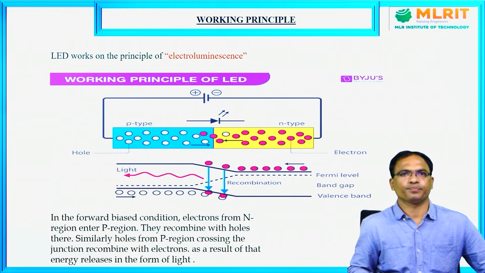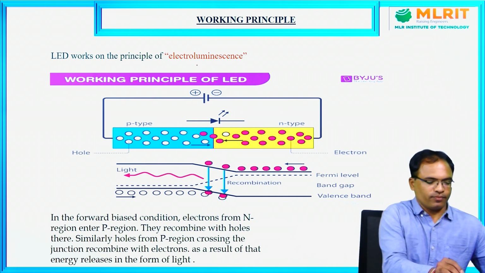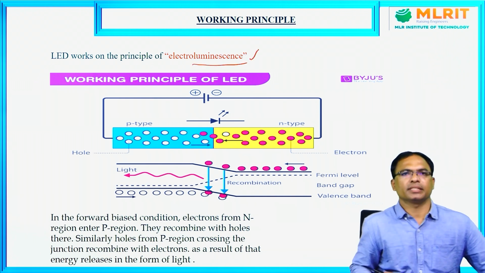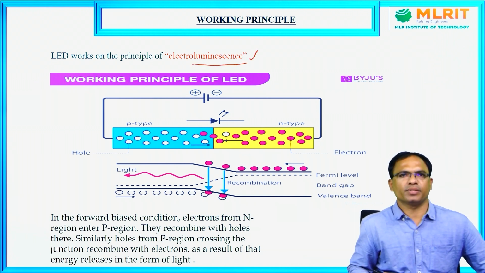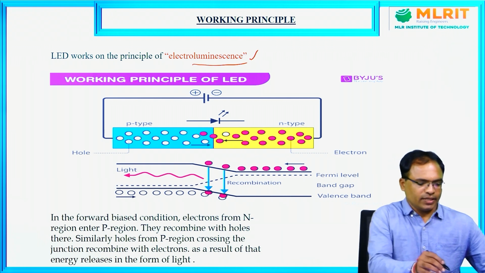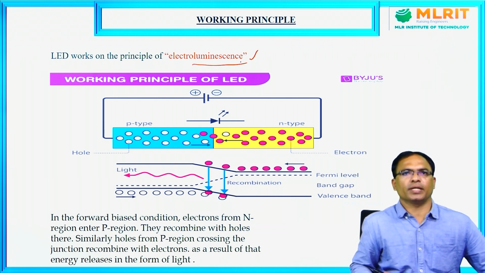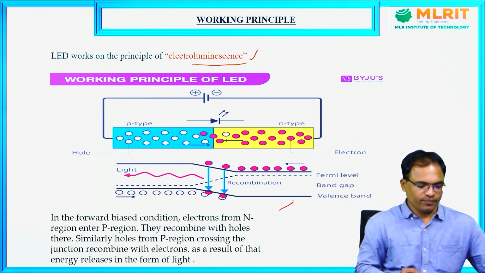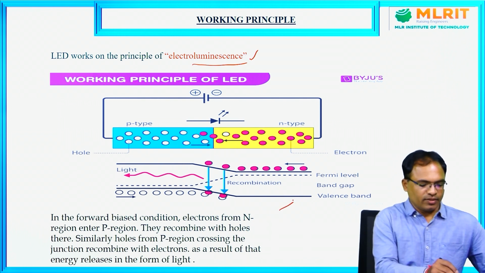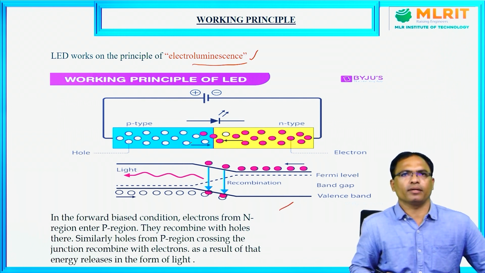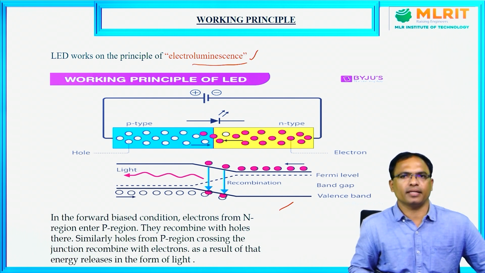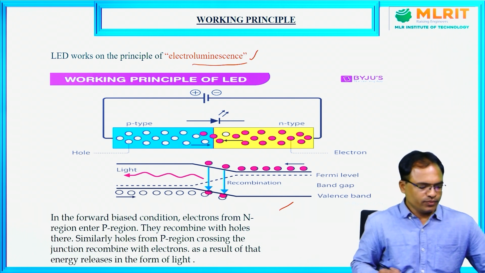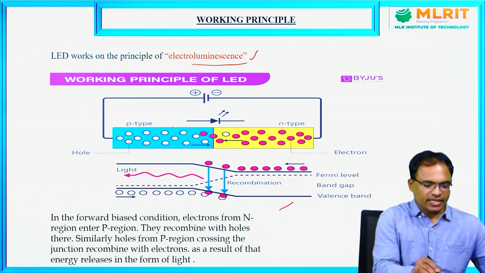Now, the working principle. The LED works on the principle of electroluminescence. The principle behind the emission of light from an LED is electroluminescence. Now, what is electroluminescence? This we can understand using this particular diagram. In the beginning, I told you an LED is nothing but a semiconductor PN junction diode, so it has a P layer as well as an N layer.